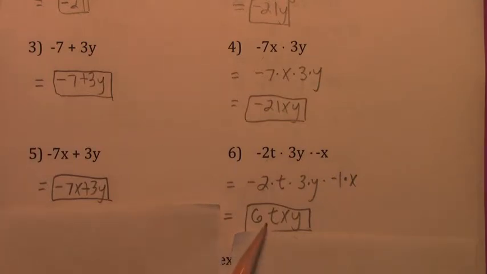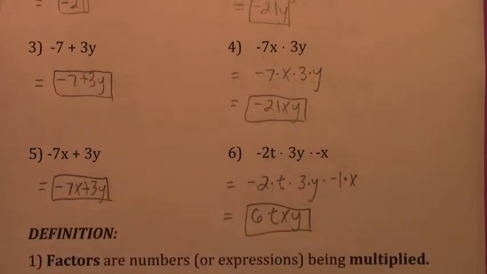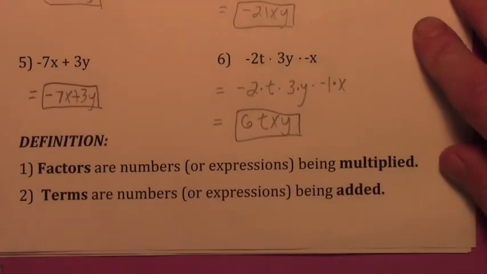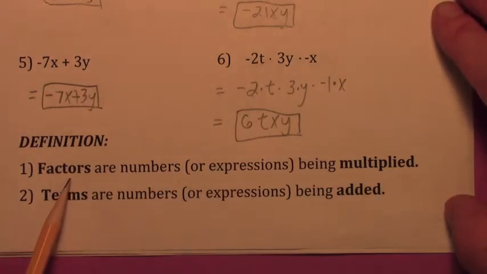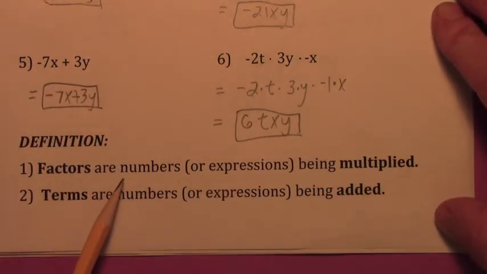It's kind of nice in problems like this to write the variables in alphabetical order. You'll see in just a little bit why that's a good idea. But here we go. Definition. Numbers that are being multiplied are called factors. Factors are numbers or expressions being multiplied.